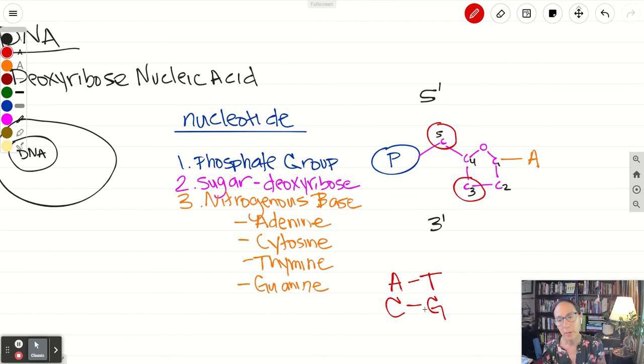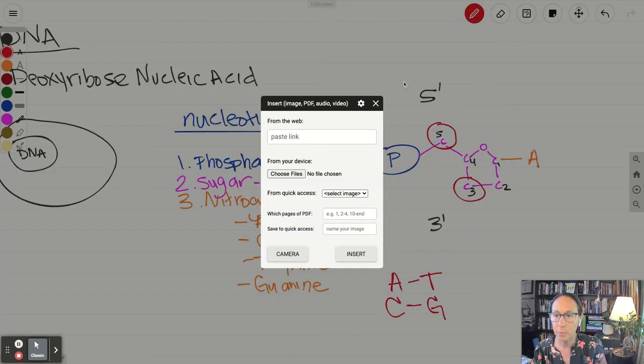And so what I want to point out is that these bases, they are actually molecules. Okay, so I'm going to pull in a picture of these bases so you can see what they look like. Hang on a second.